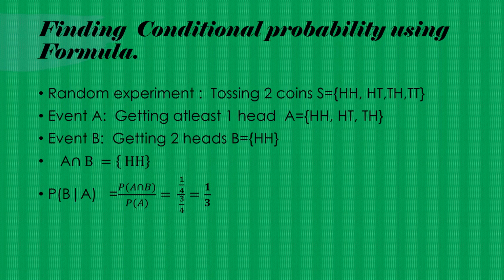So the intersection of A and B, the common elements between A and B, is just head, head alone, just one outcome. So probability of B given A, according to the definition, is P of A intersection B by P of A. A intersection B has 1 out of 4 as the probability. P of A will be 3 outcomes out of 4, 3 by 4. So when you simplify, you get 1/3. Or in other words, when we are trying to find P of B given A, we are looking for how many B's are there in A. I have got only one B here out of those 3.